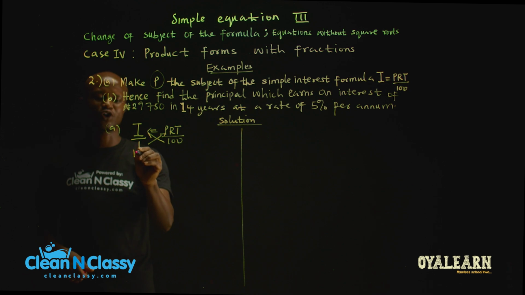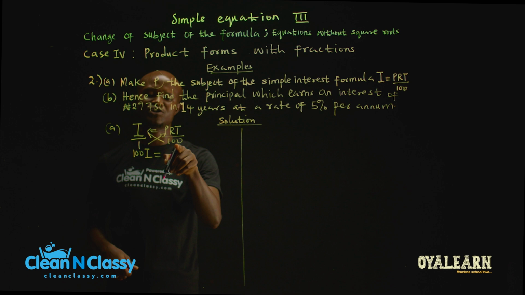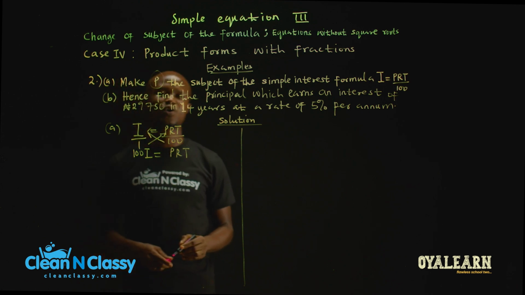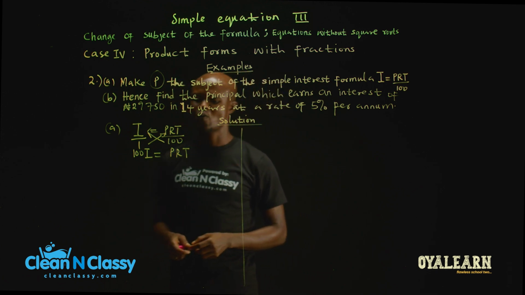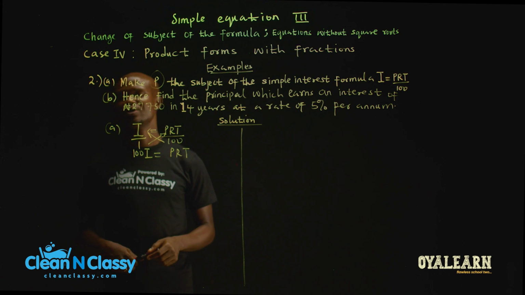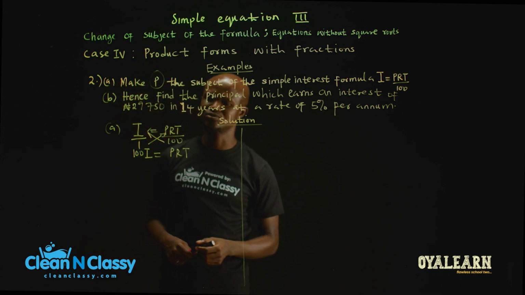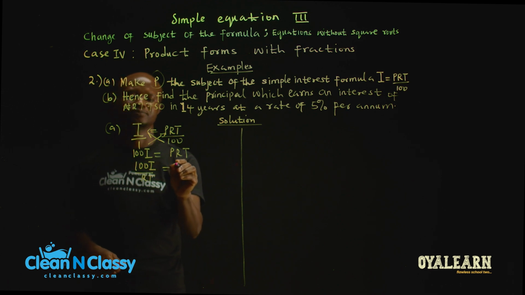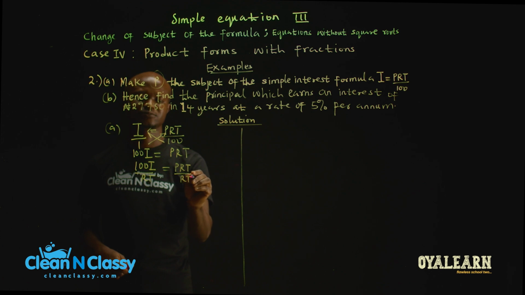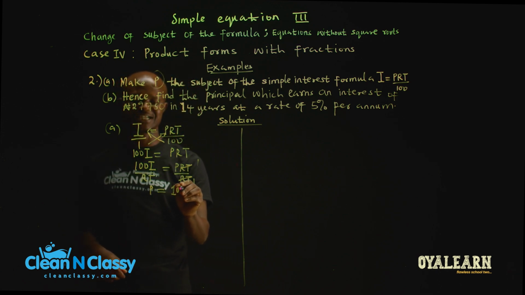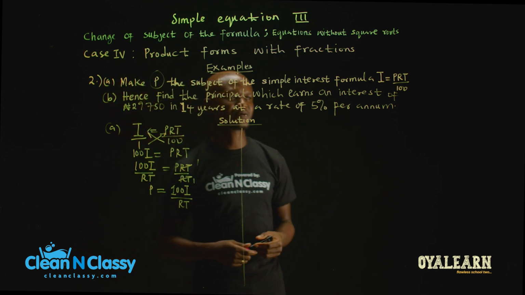By cross multiplying, what are we having? 100I equals, that is I times 100, that's 100I, equals PRT times 1, that is PRT. I want to make P the subject. Then it means that we need to remove RT beside P. So the next thing for us to do is to divide both sides by RT. Dividing both sides by RT, RT over RT cancels. Then P equals 100I divided by RT.